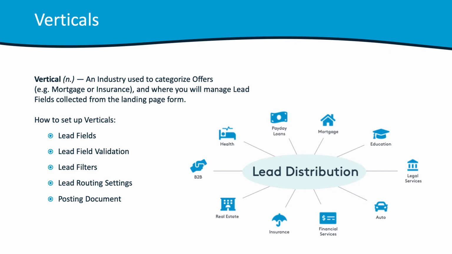We'll talk through what it takes to create a lead filter and what lead filters are capable of doing within the platform. We'll go back into the vertical and we'll review some of the settings within the vertical itself related to lead routing. And then ultimately we will open up the posting document that gets generated from the vertical card to show you what that document looks like for either passing it on to your affiliates or for your own internal use.